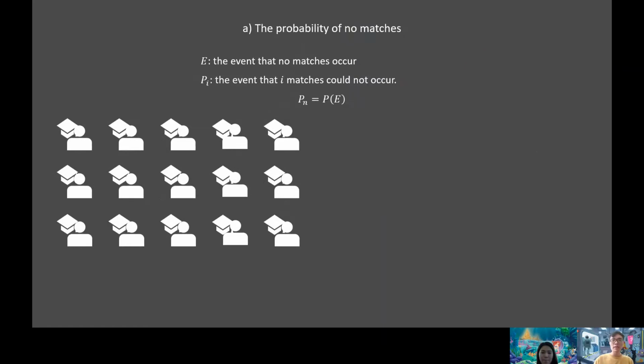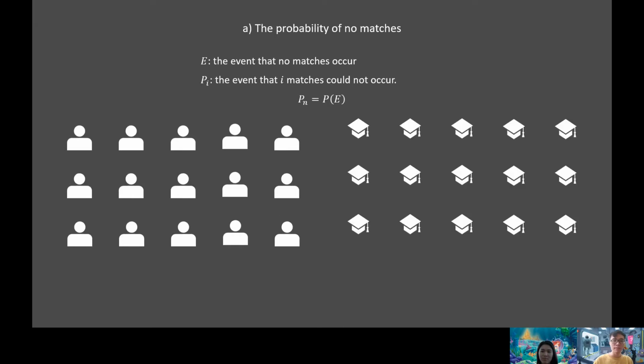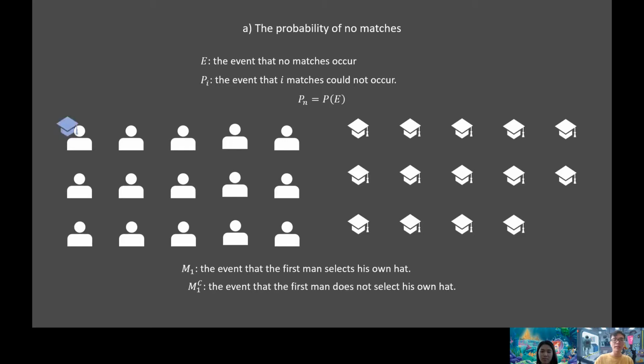So to calculate the probability that no matches occur, we let E denote the event that no matches occur, and let Pn denote the probability that no matches occur among n men. And we start by conditioning upon the event that the first man selects his own hat or not. We let M1 denote the event that the first man selects his own hat, and let M1C denote the event that the first man does not select his own hat.